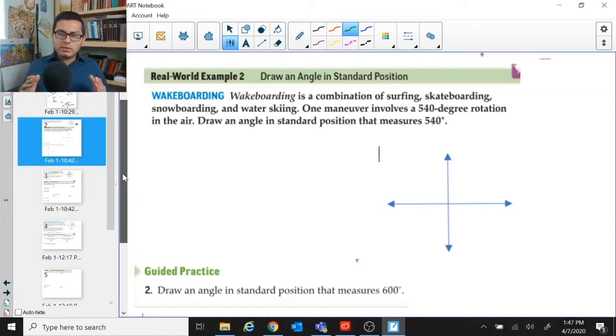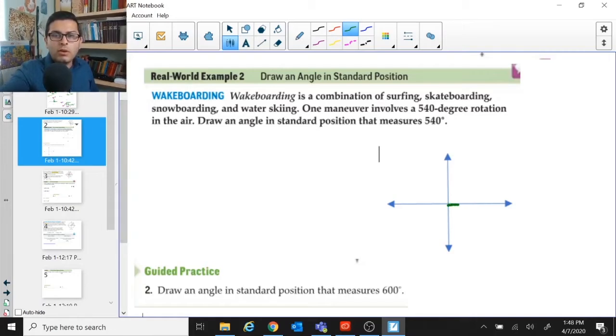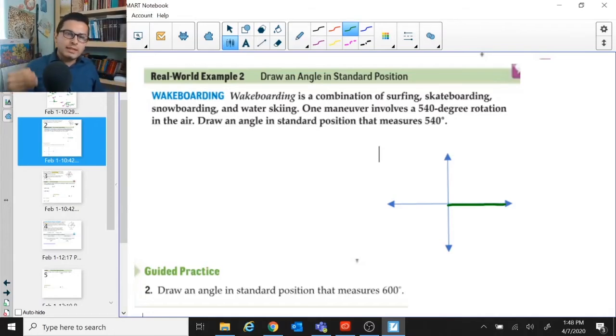So we know that it's going to be above the 360 degree mark, but where is our terminal side going to be? Now, first thing that we can draw is our initial side. Our initial side will always be this right arrow here. We know that because that is an angle in standard position. But where's our terminal side? Well, let's think about this for a second. If it goes all the way around the circle, that's going to be 360 degrees. Now we have to think, what is left over?